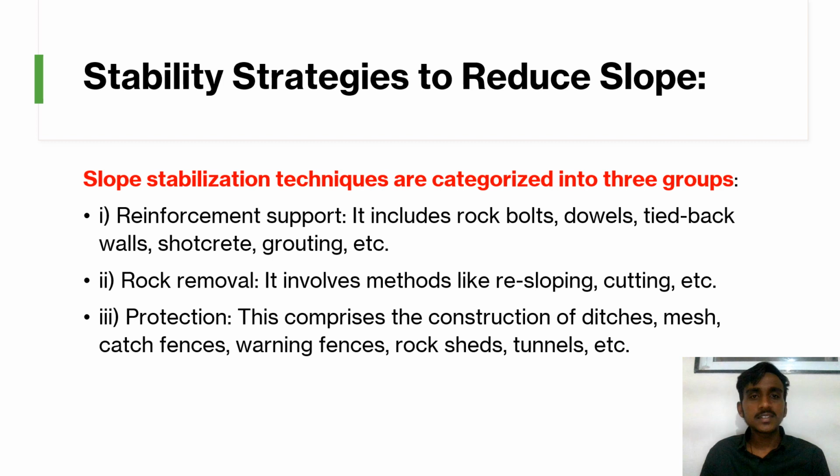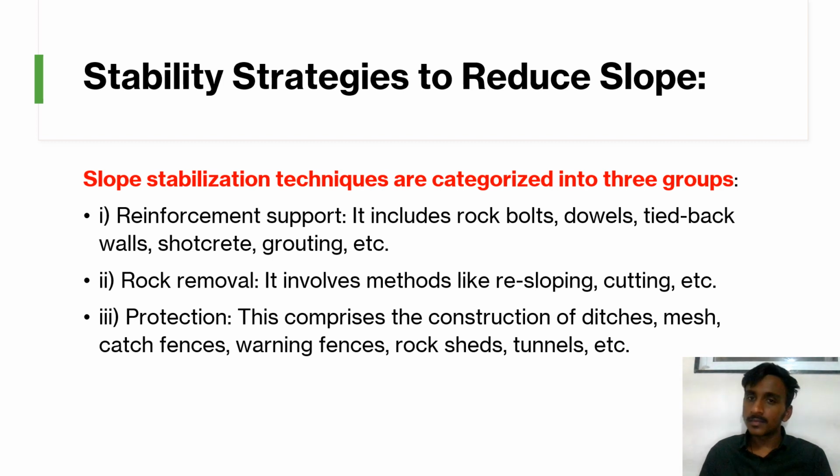There are some stability strategies to reduce slope failure. These are categorized into three groups. First is reinforcement support, second is rock removal, and third is protection. Reinforcement support involves strengthening of the mass by providing external elements. It includes rock bolts, providing dowels, tied back walls, shotcrete, and grouting.